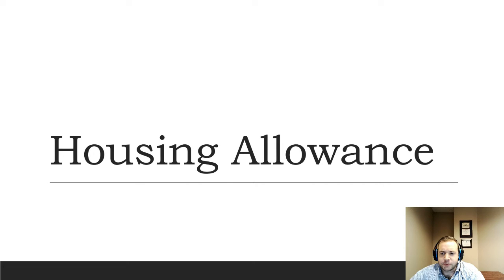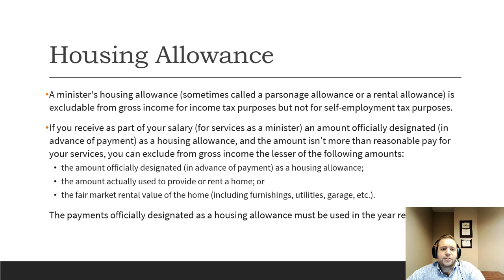All right, so we'll talk about housing allowance here. Minister's housing allowance. A lot of times I'll hear all the different names for it. It's either parsonage, I can't even speak, the rental allowance or the housing allowance. It's the excludable part of their gross income for their housing. And so if they receive a part of their salary that is an amount officially designated for housing, it's subject to these limits. And you can exclude from your gross income the lesser of the following. It's either the amount officially designated in advance as a housing allowance, or the amount actually used to provide or rent a home, or the fair market value of the home.